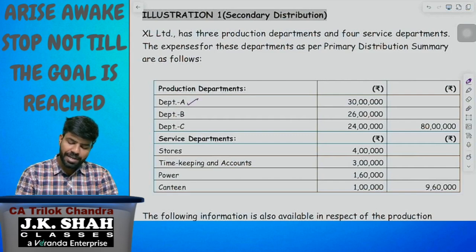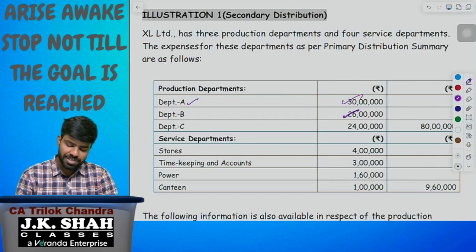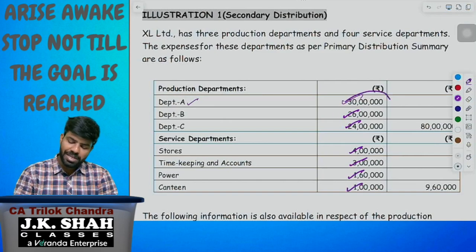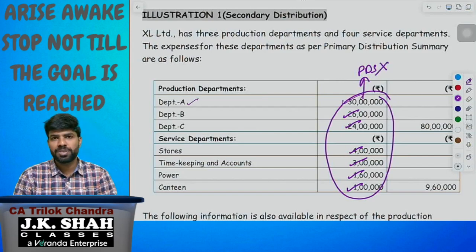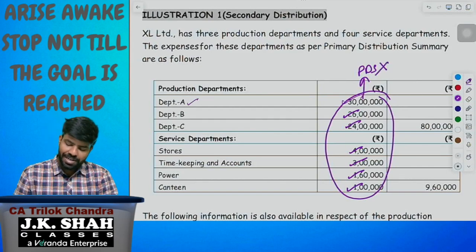They have given department A 3 lakh rupees, department B 30 lakhs, 26 lakhs, C 24 lakhs. Service departments: stores 4 lakhs, timekeeping and accounts 3 lakhs, power 1,60,000, canteen 1 lakh rupees. These are the values they got by doing the primary distribution summary. Now we need not do the primary distribution summary. We have to do the secondary distribution summary.